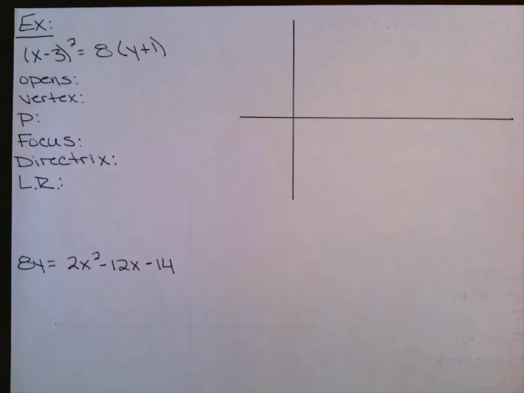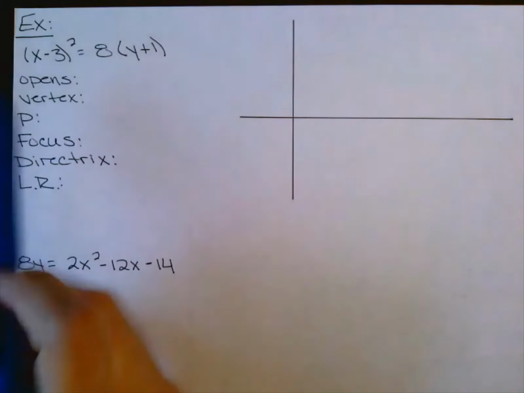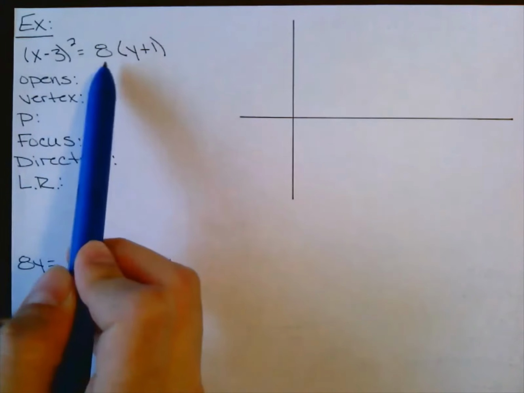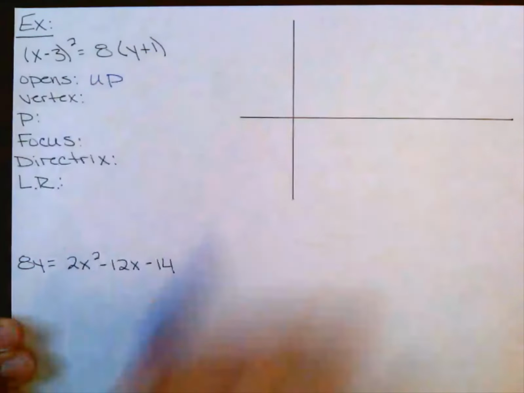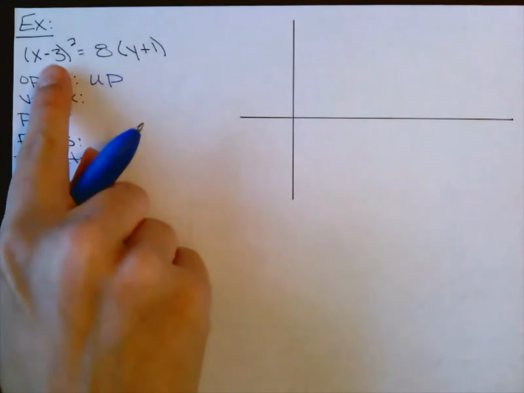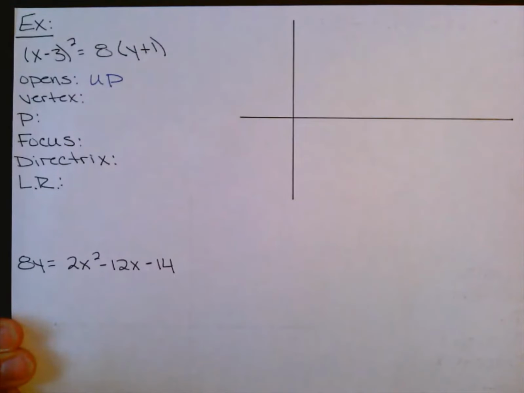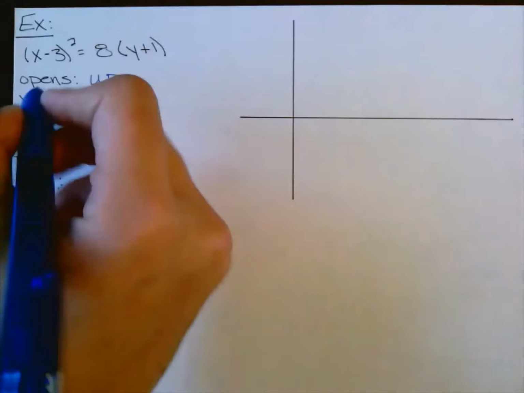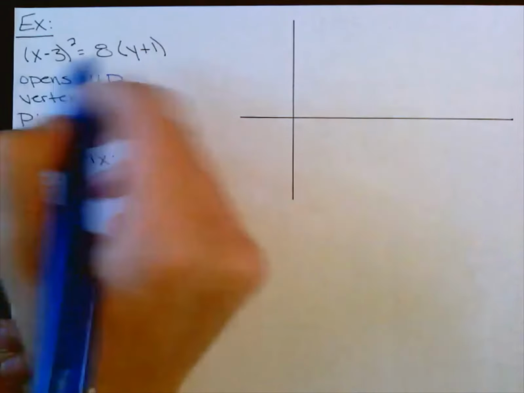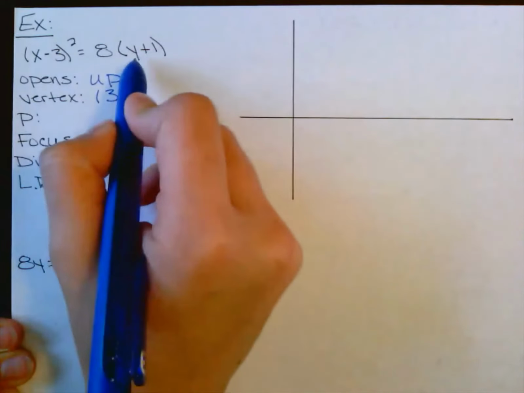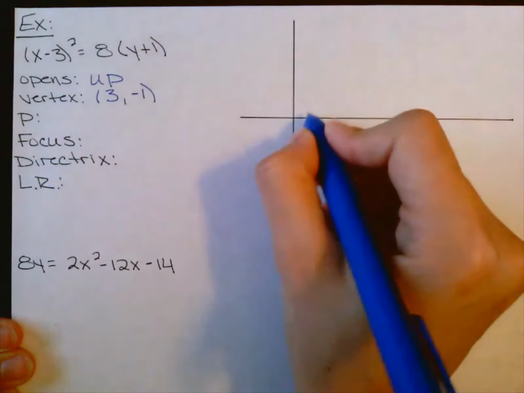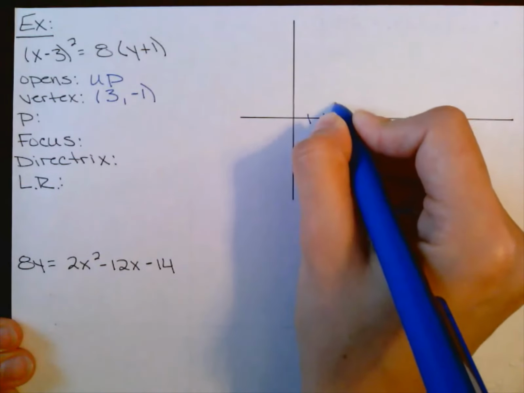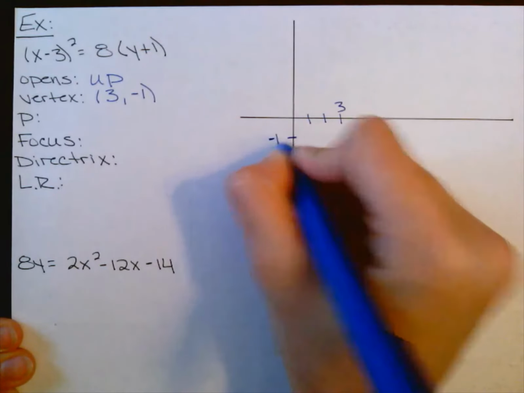All right, I have 3 more examples for you. Let's let them get a little more difficult, okay? I see that my x is squared and this is positive, so it's going to open upward, okay? My h and my k, I see numbers being added or subtracted to my x and my y. So my h is the number with the x opposite the sign, and my k is the number with the y opposite the sign. So my vertex is at 3, negative 1.